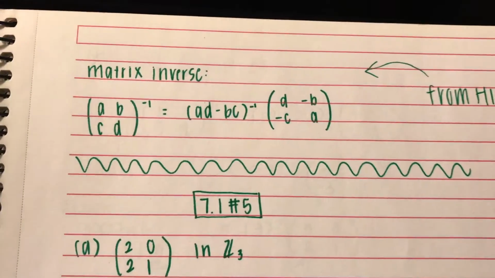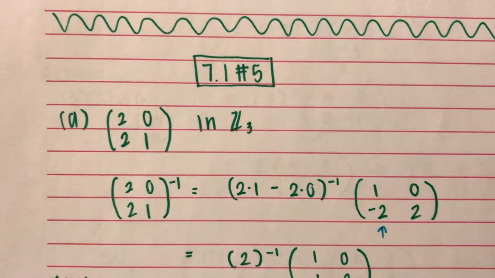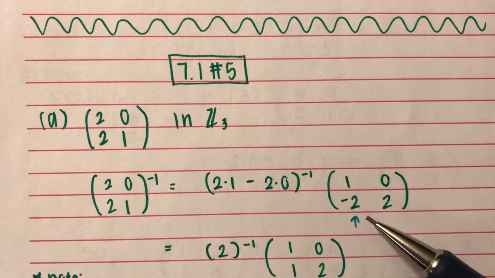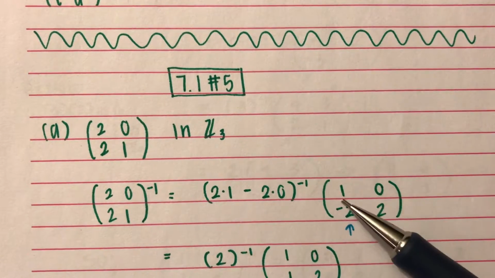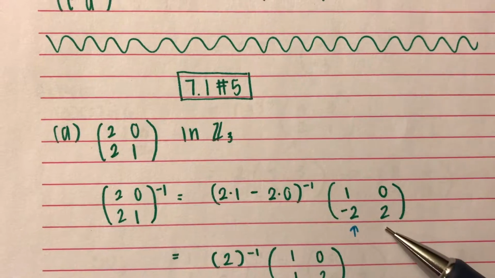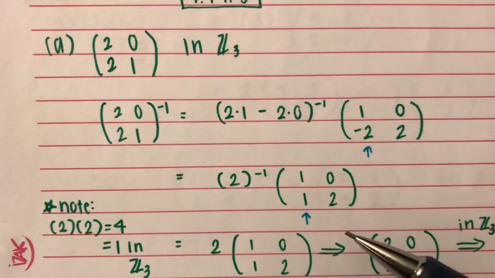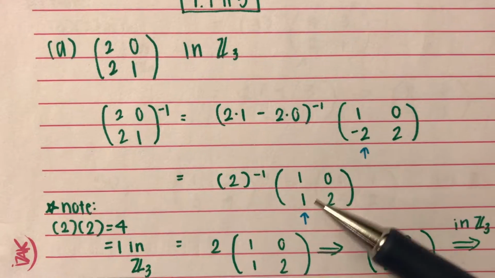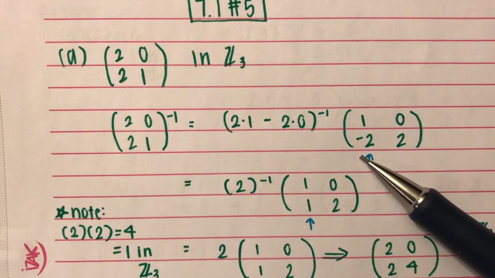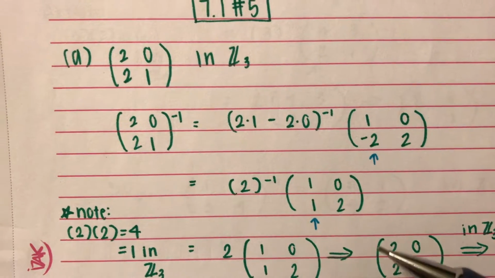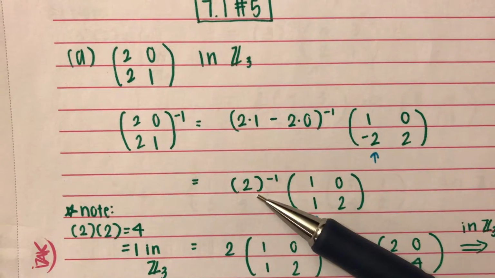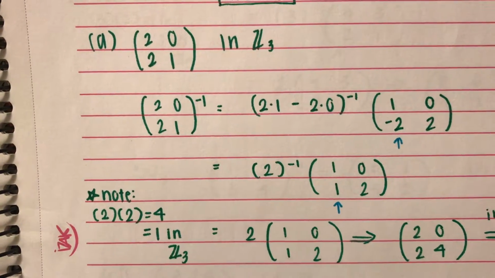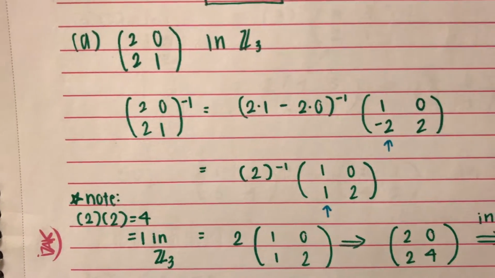By using this hint up here, first we find the inverse of the determinant multiplied by [1, 0; -2, 2]. The first thing to note is you can change the -2 to a 1, since -2 in Z3 is 1. And then the inverse of 2 in Z3 is just 2, since 2 times 2 is 4, which is 1 in Z3.